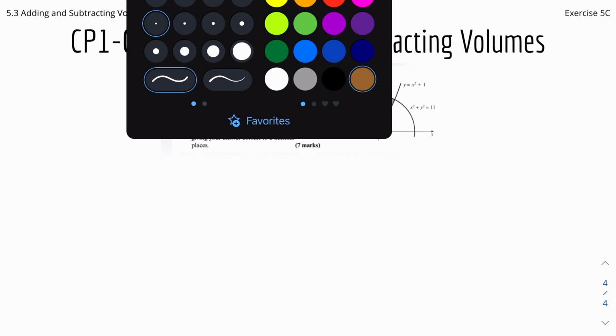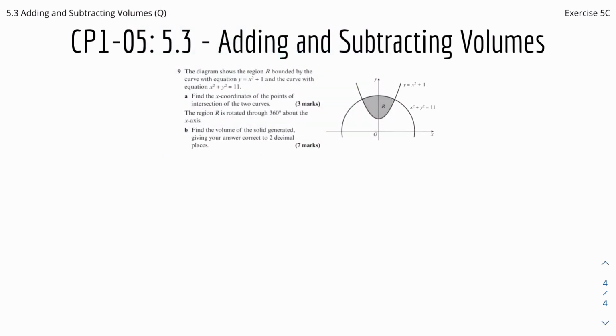And the last question: the diagram shows the region R bounded by the curve with equation y equals x squared plus 1 and the curve with equation x squared plus y squared equals 11. Part A, find the x coordinates of the points of intersection of the two curves.